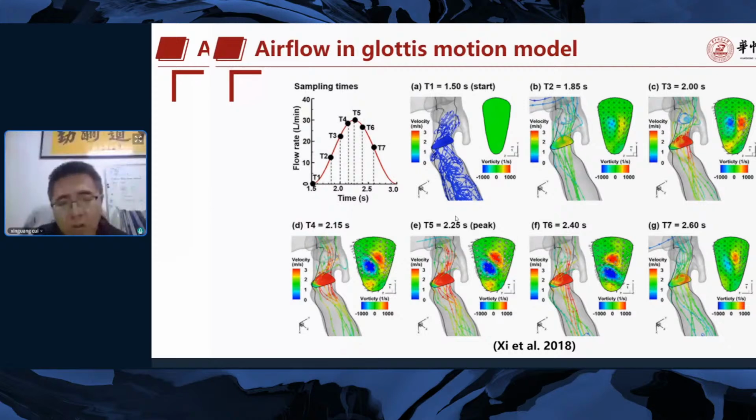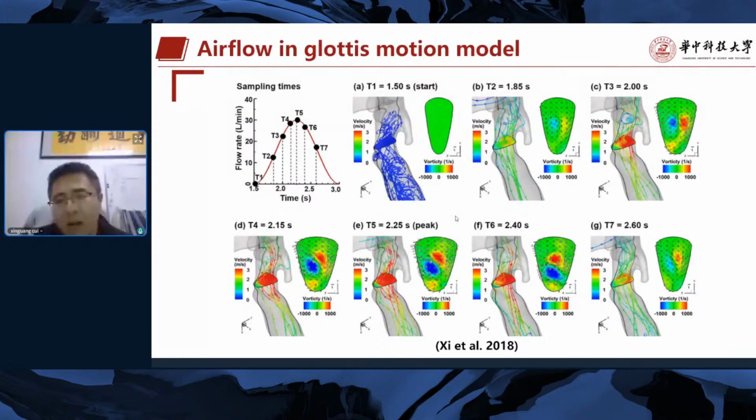Also, people have found that the airflow is impacted by the lattice motion. The lattice motion impacts the vortex distribution. But we need to know that in this work, they used the inspiration flow rate as a sinusoidal curve. It's the Sinner's curve. It's not a realistic inspiration curve.